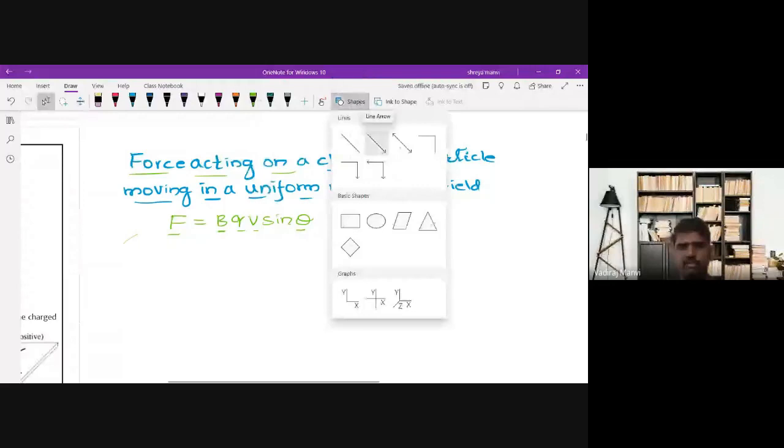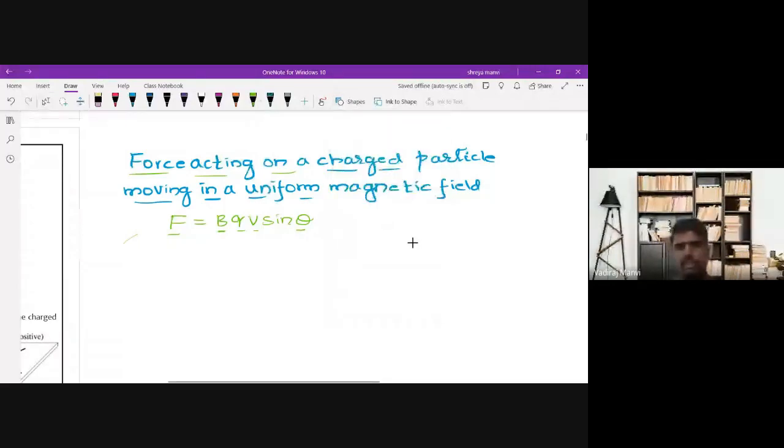For this, what I will do, first let us consider a magnetic field acting in this direction. It can be in any direction, not necessary that it has to act like this. So the magnetic field is in this direction, let us say along the x-axis. Then let us say a charged particle moves in this magnetic field, making an angle theta.